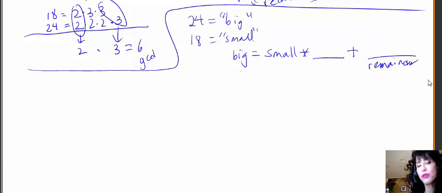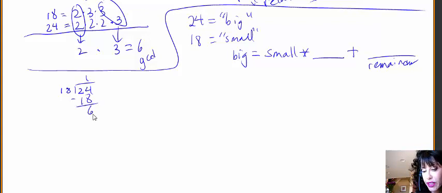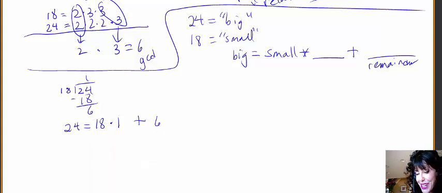How do we actually write out that sentence? We're going to do some long division. Sorry, you can do this with your calculator if you like. How many times does 18 go into 24? Well, only once. And when we subtract 18 from 24, we get 6. So what does this mean? It means that we're able to write this big equals small times something. So 24 is big. That's equal to the smaller of the two numbers, 18, times 1, plus the remainder we got, which is 6. Would you agree that 24 is equal to 18 times 1 plus 6?